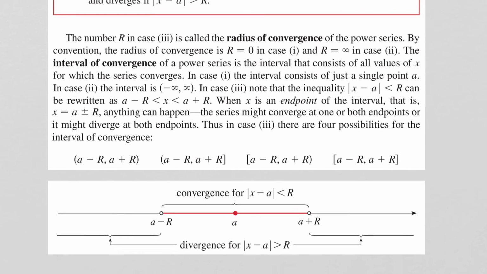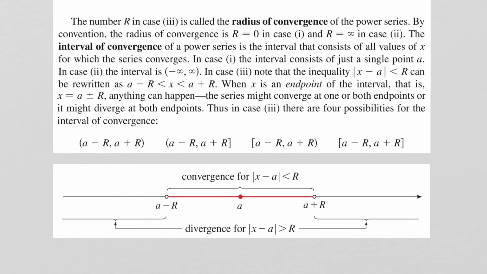But this number r is called the radius of convergence, and by convention, the radius of convergence is 0 in the first case, is infinity in the second case, and that radius of convergence will be some other positive number in the third case. The interval of convergence of a power series is the interval that consists of all values of x for which the series converges.